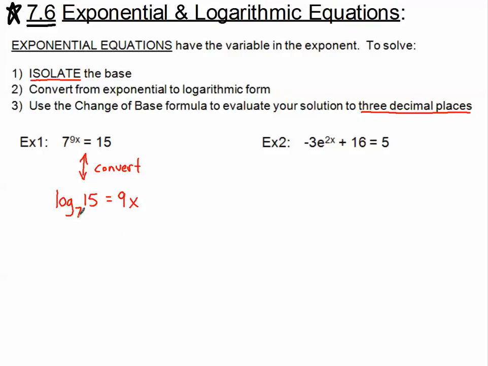The log base 7 of 15 is just representing some number. The calculator will be able to figure that out for us. And then this 9 times our x, well, the 9 has to go away, so I'll just divide by 9. And then I will have x all by itself, and I will have solved it. So x is going to be approximately this number that I'm about to get from our calculator. I want you to practice using your approximating symbol. It's not an equal symbol, it's an approximate symbol.